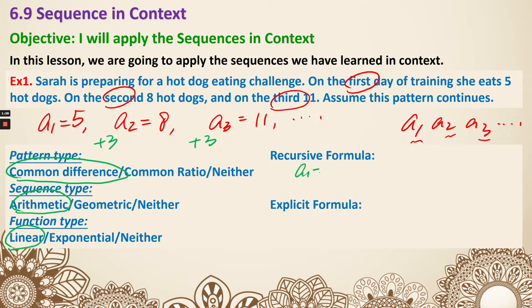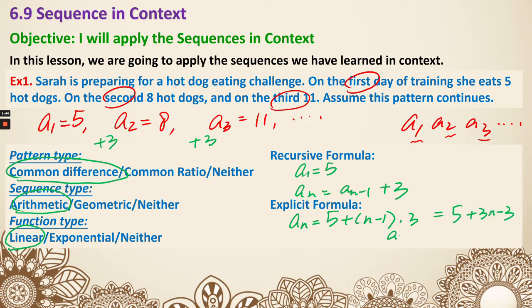Recursive formula: a sub 1 is 5, and a sub n equals a sub n minus 1 plus 3, because d is our plus 3 in the middle. Explicit formula: a sub n equals 5 plus n minus 1 times 3, which is 5 plus 3n minus 3. Simplify everything, a sub n equals 3n plus 2.